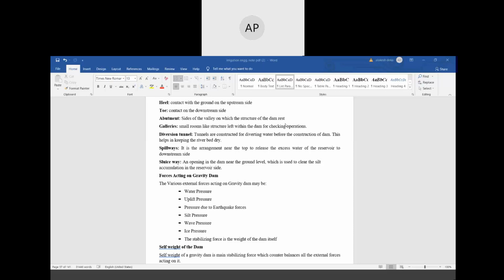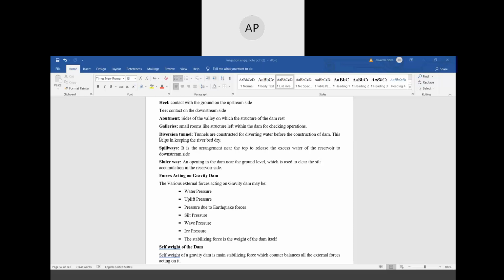So inside the dam, there is a room-like structure. To operate the sluice and the spillways, there is a room inside, the galleries.